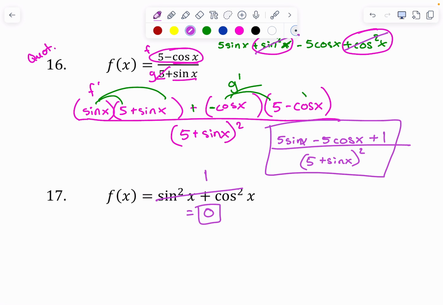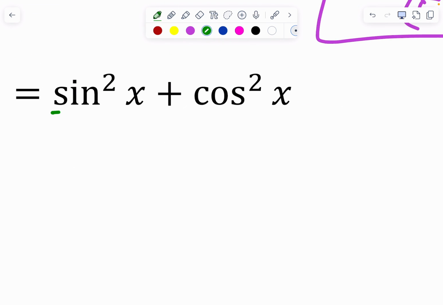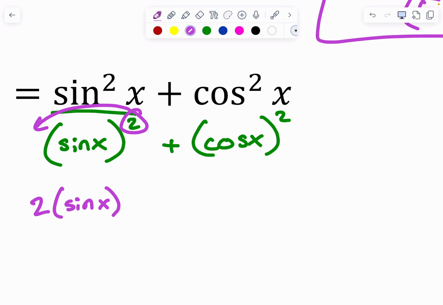Okay, but hold on. Let's show you why. I'm going to do the longhand version. Sine squared of x is sine of x, the whole thing squared. That's what that means, right? So to do the derivative of that, we have to do the chain rule. If I bring the 2 down in front, 2, leave the inside to the first power, times the derivative of the inside. What's the derivative of sine?